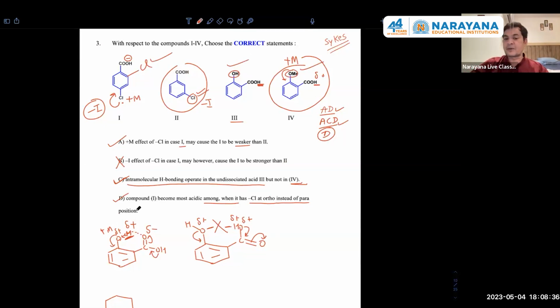So the question is perfectly correct. If the compound with Cl is on the ortho position, it will be the strongest among all. You got my point? This question is given in PYQs. That kind of question they may ask. The question is simple, but they may create a trap in the options.